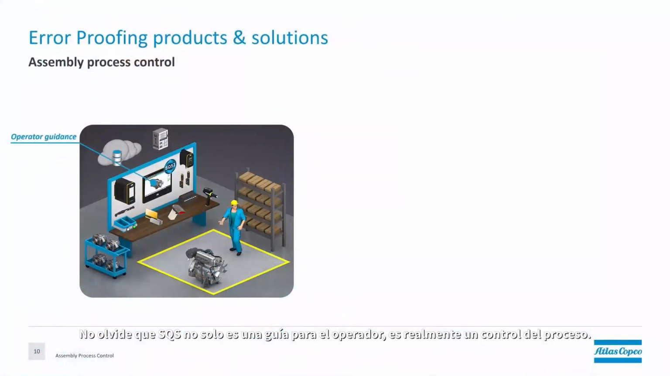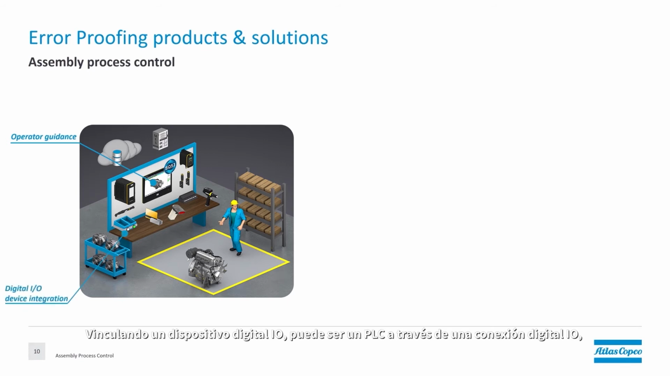But remember, SQS is not just operator guidance, it's really controlling the process. Operator guidance is what the operator sees on the screen. So it's guiding the operation, the steps, but in the background, the system is really controlling the process, okay? Interlinking, for example, an integrated digital I/O device. It could be a PLC, for example, through a digital I/O connection. Could be maybe this picture light that is shown there on the image, that I'm using the right bolt for that engine.